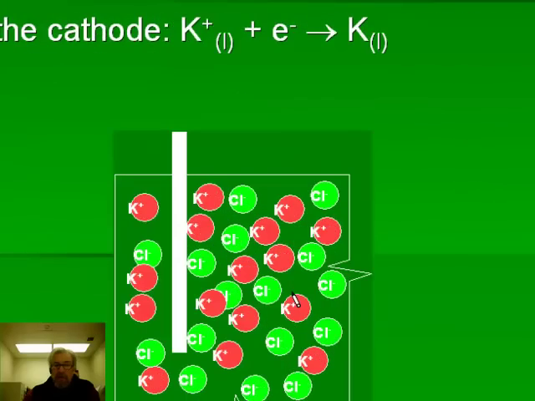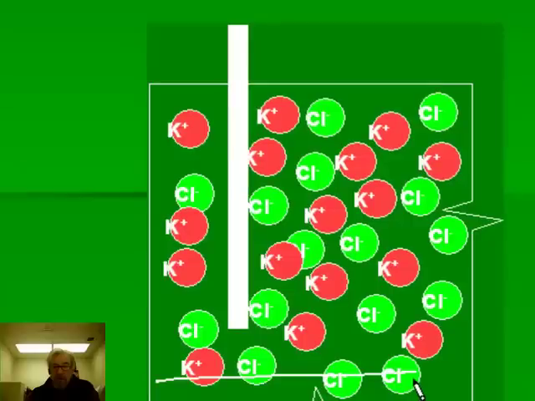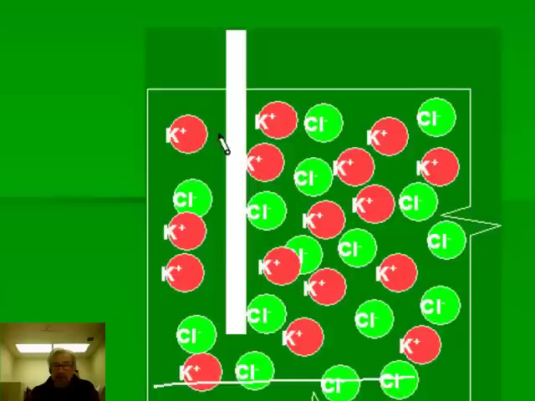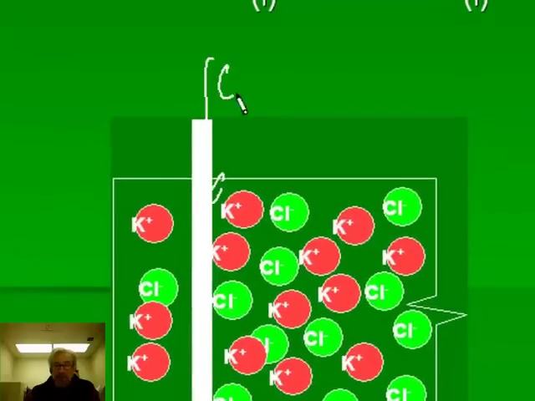At the cathode, we have pretty much at the beginning a balance of K pluses and Cl minuses. But these K pluses are going to reduce, and they're going to form a pool of liquid potassium down at the bottom as K pluses collect electrons that are coming down into the cathode from the external current source and then use that to reduce down to K.